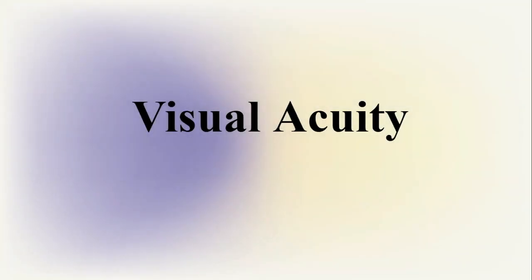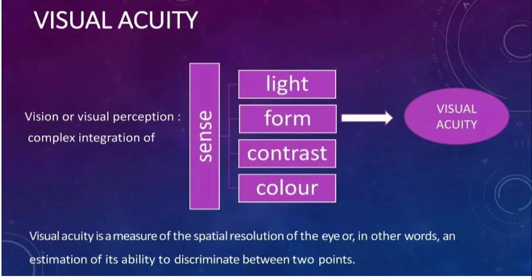Today I will discuss visual acuity. So let's start. Visual acuity is a term used to describe the sharpness or clarity of vision. It refers to the ability of the eye to distinguish fine details and see small features of objects.